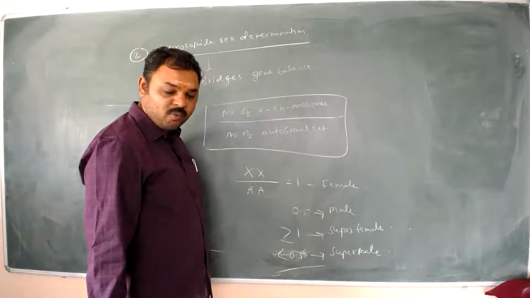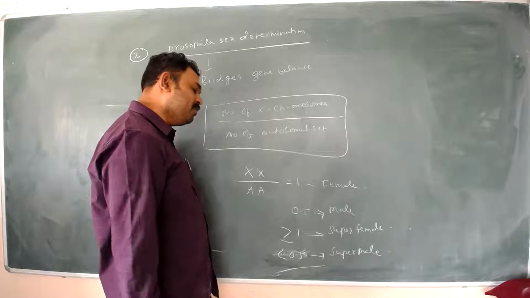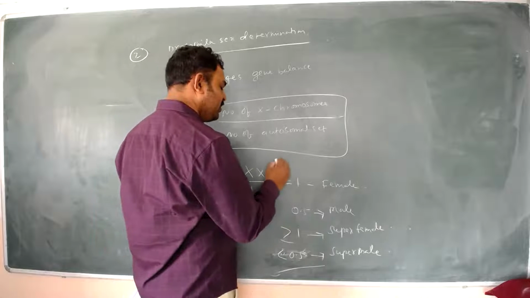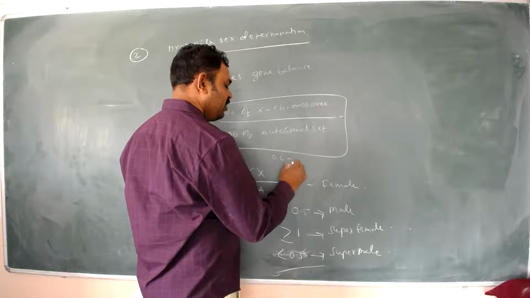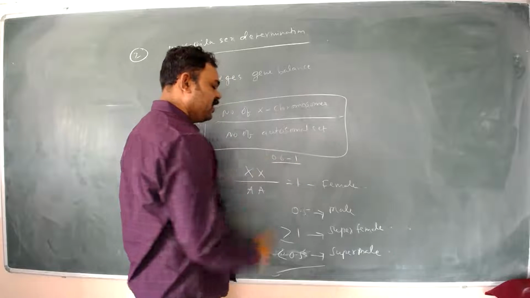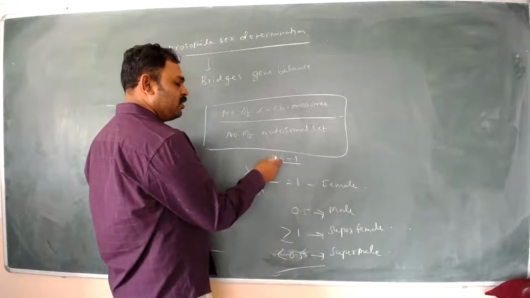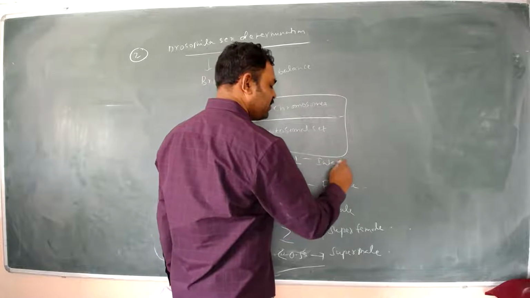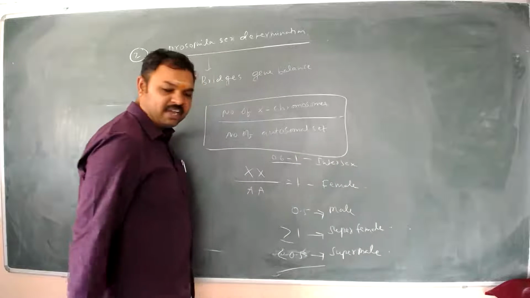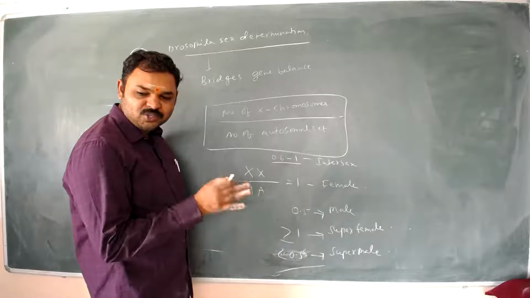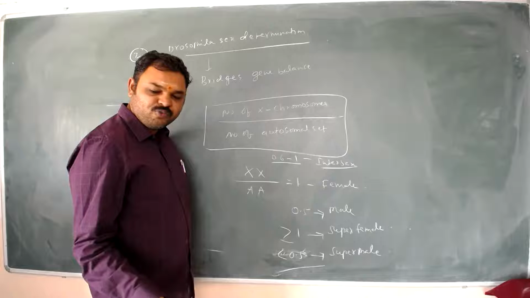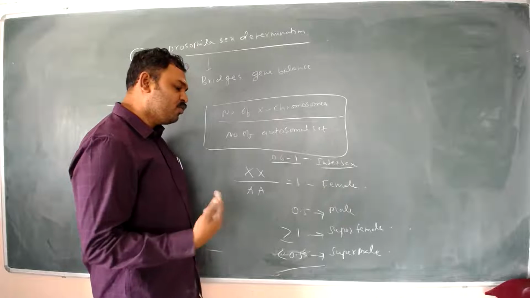So 0.6 to 1, in between, up to 1. That means more than 0.6 and less than 1 will be called intersex. That means not male, not female. In between 0.6 and 1, it can be called intersex. 0.3 to 0.5 will be called super male.